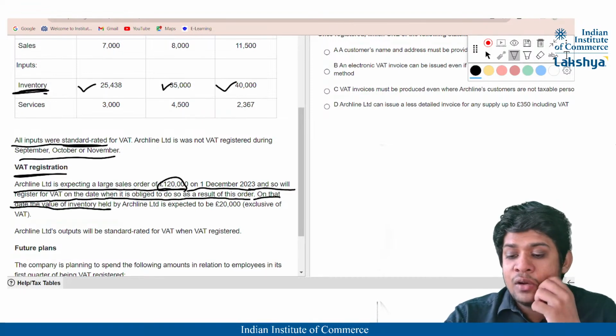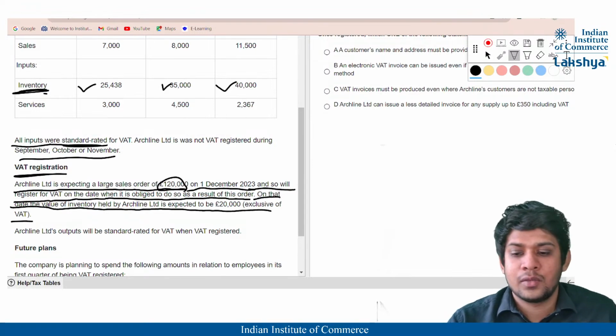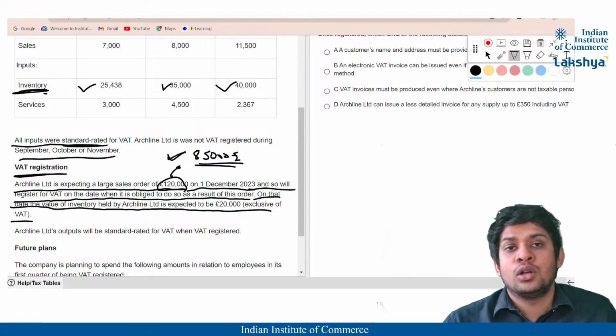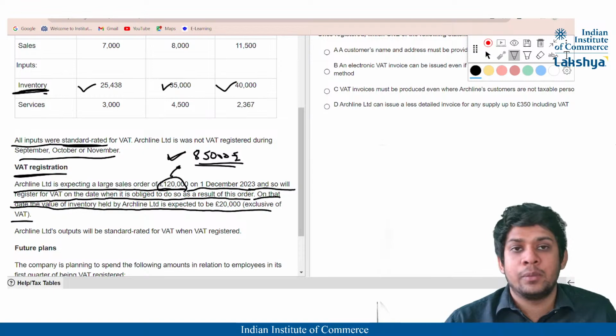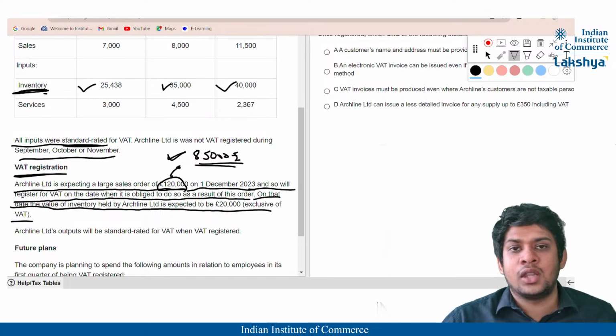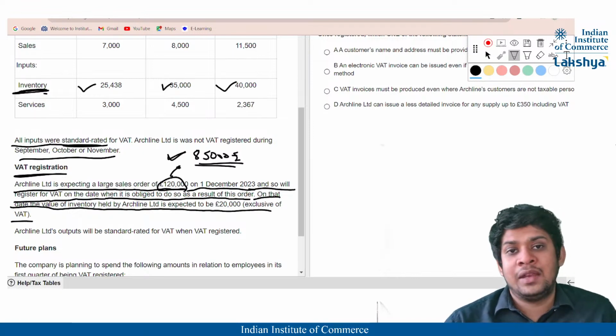On that date, the value of inventory held by Archelin Limited is expected to be 20,000 exclusive of VAT. Okay. So guys, technically by December itself, in the next month itself, they will exceed the threshold of 85,000 pounds. Correct? Because obviously their sales in the month of December itself are going to be 1,20,000 pounds, right? So, technically, guys, if they know that they are going to exceed, they should inform HMRC immediately.